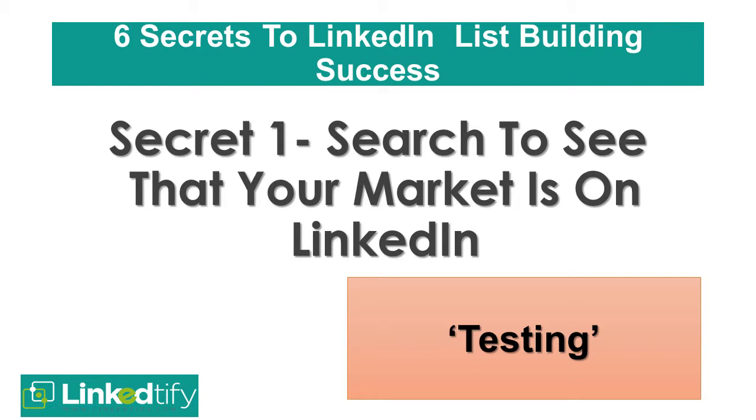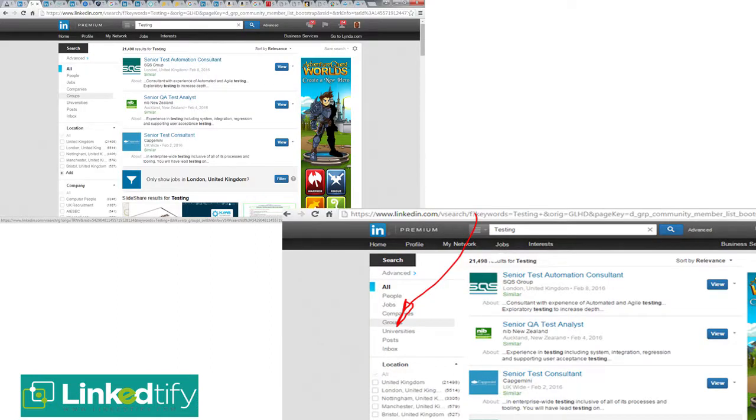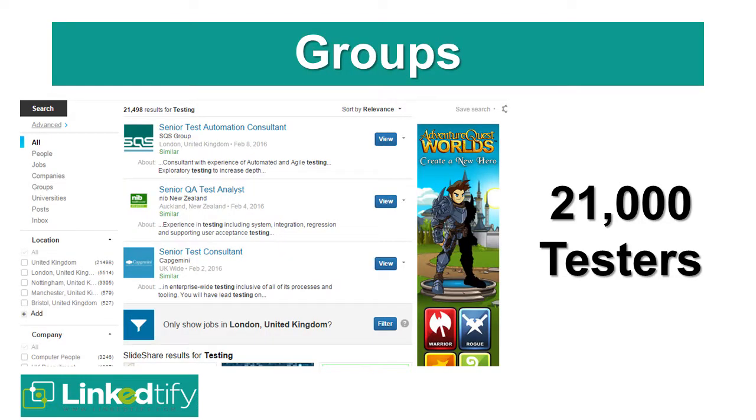I showed you how to do that in previous videos. Please go back and see examples in module 6. What you want to do basically is search for keywords related to your market. For example, in my case, if I put testing in quotes, what you get is a list. Then I go into groups. You'll see groups related to testing. Now, for some of them, there's over 21,000. So now I know that's my market.